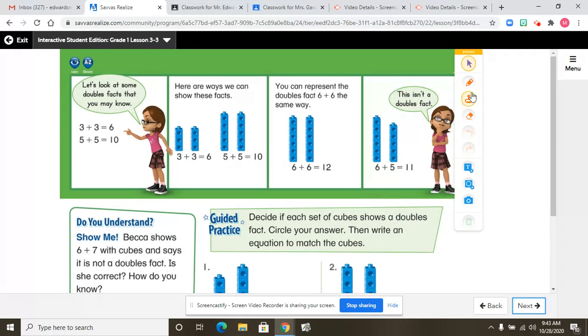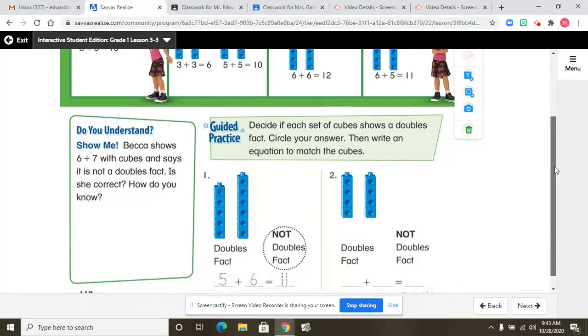If you look at the top, it is the lady from our video, and she's just talking about examples of doubles facts and some ways to count them, and then showing what is not a doubles fact. Okay, if the add-ins are different and the towers are different, those are not doubles facts.